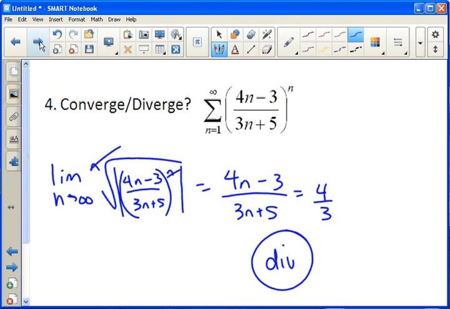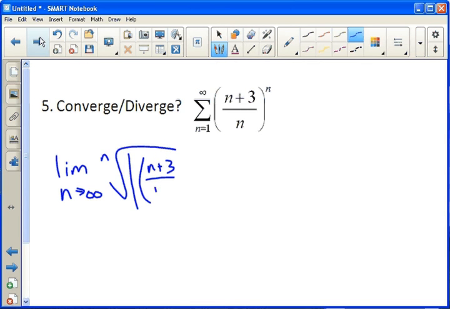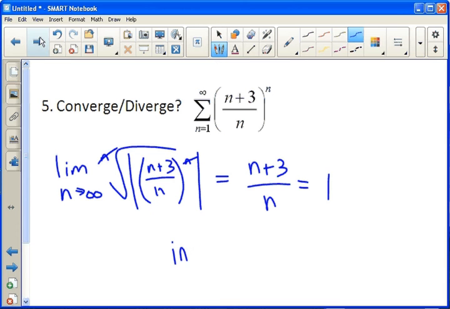Finally, on the root test, we have the limit as n approaches infinity of the nth root of the absolute value of n plus 3 over n to the nth. The nth root cancels out the nth power, leaving us n plus 3 over n. The limit here is 1. So there may be other ways to figure out the answer, but as far as the root test is concerned, it is inconclusive. The root test here is inconclusive because our answer is 1.